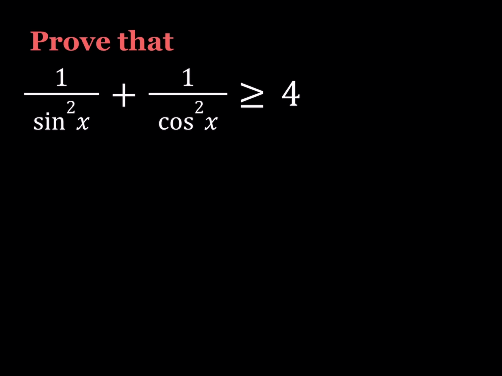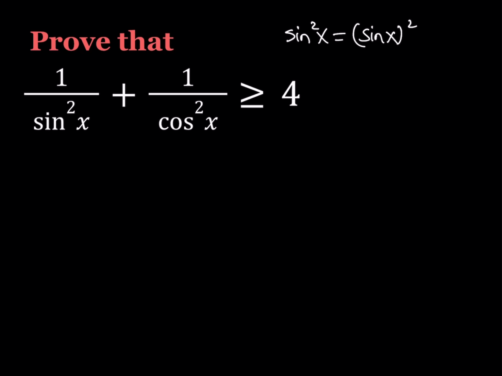So we have 1 over sine squared x plus 1 over cosine squared x is greater than or equal to 4. That's what we're supposed to prove. Sine squared x means sine x quantity squared. So we can write sine squared x as sine x to the second power. And the same thing goes for cosine squared x.